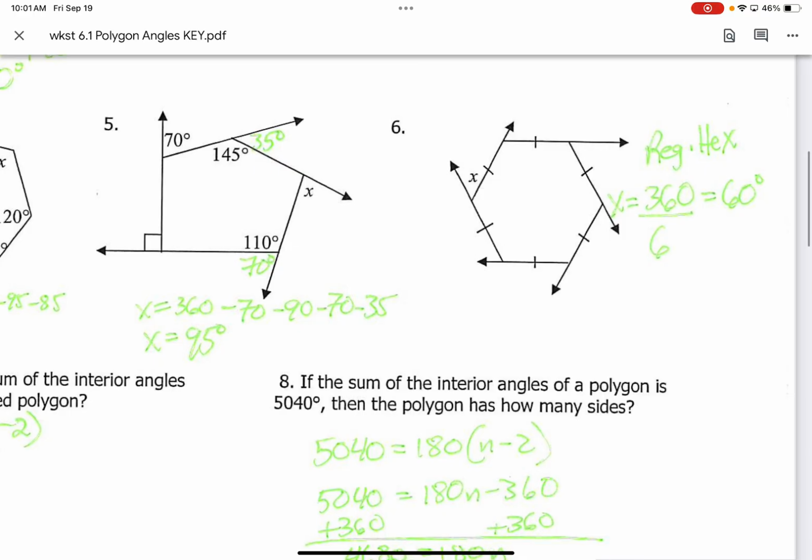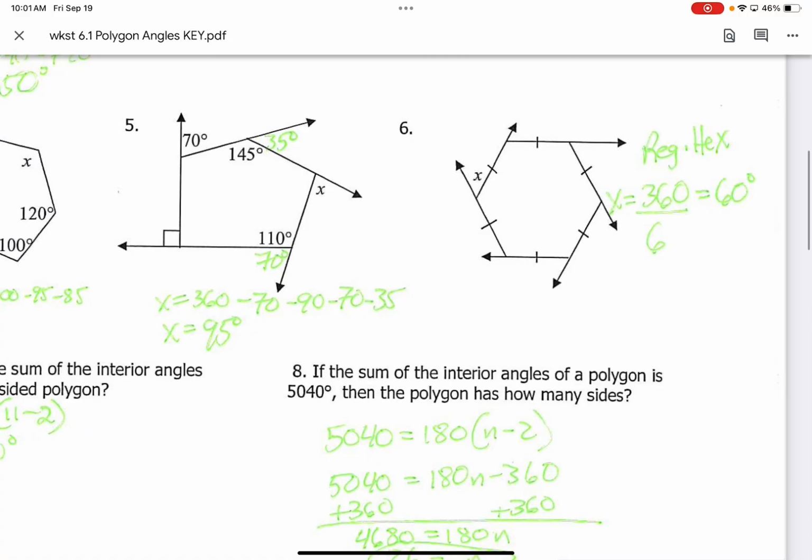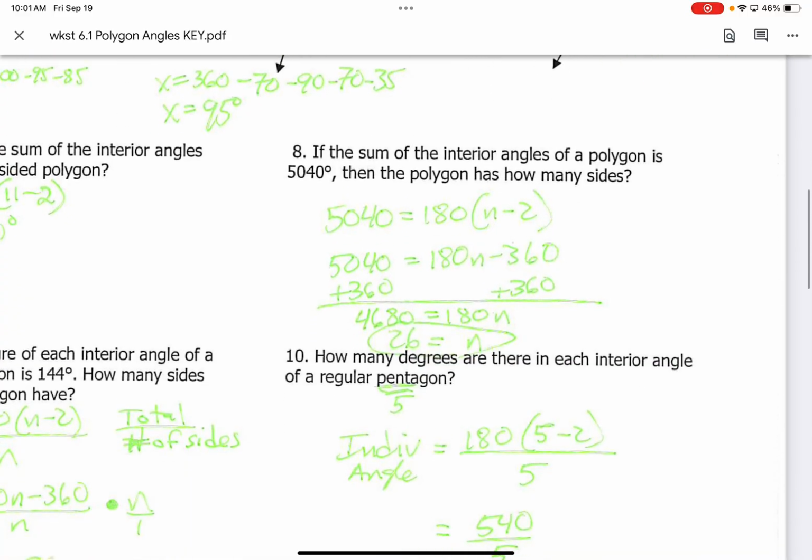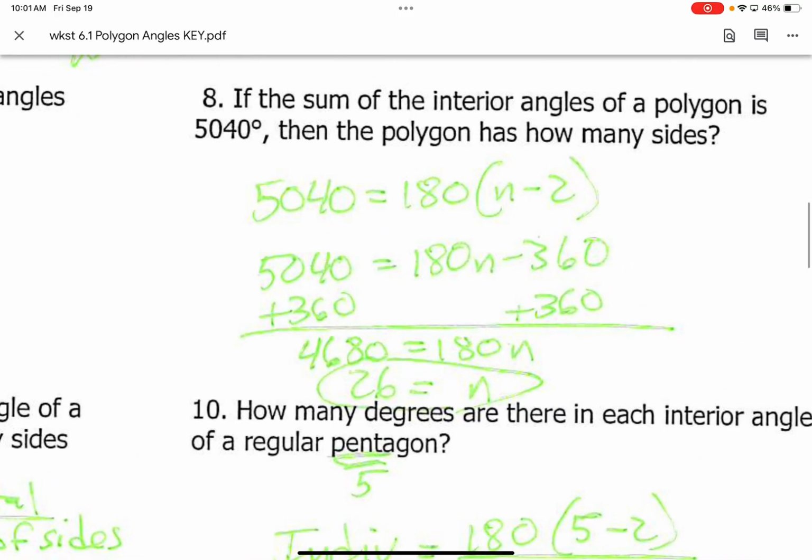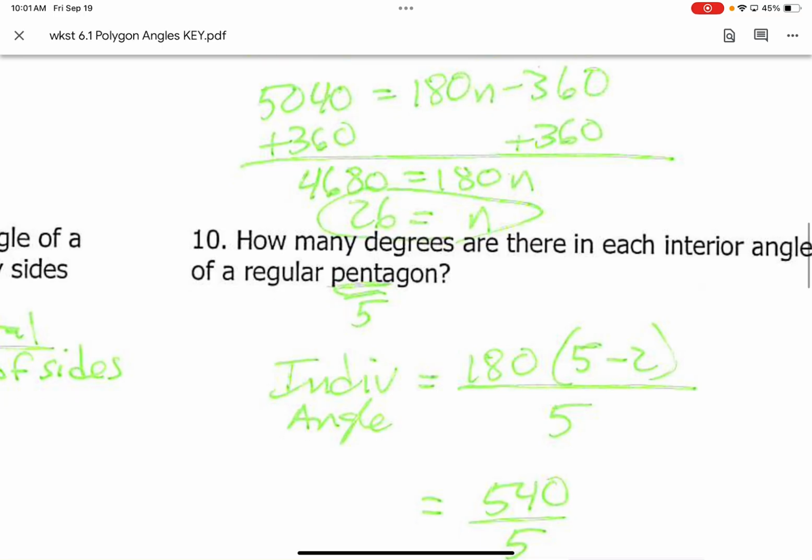Number 6 is a regular hexagon, and we're talking about exterior angles. So just divide by 6 and you get 60 degrees. Number 8 is the interior sum formula. We know the total. We're solving for n. So plug in 5040 for the interior sum, and then you get 26 for n. It should be 30, shouldn't it? It should be 30.